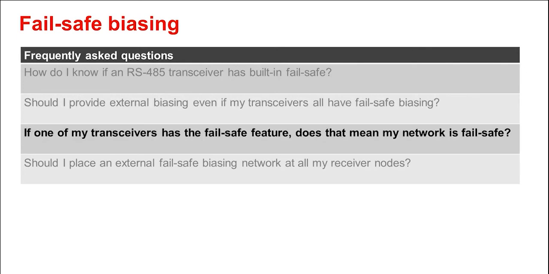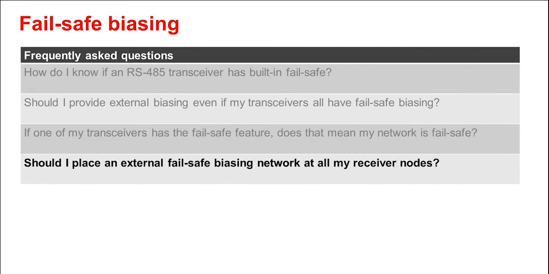If one of my transceivers has a failsafe feature, does that mean my network is failsafe? If a transceiver features internal failsafe biasing, in a majority of cases, it applies only to that receiver. It won't carry forward to the other nodes in a network. This is different from external biasing, which applies to the entire network, even if placed at a single node. There are some exceptions, however, in a few older transceivers.